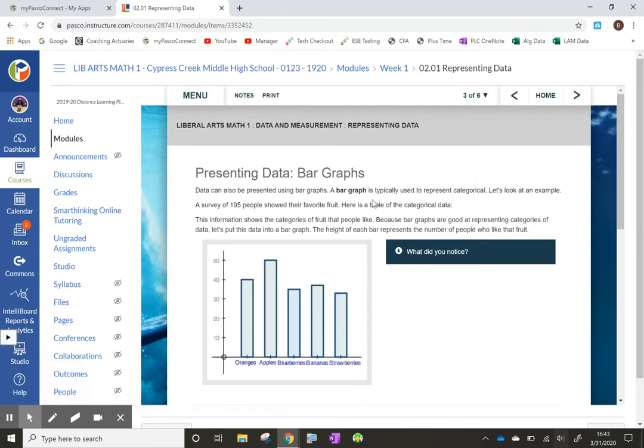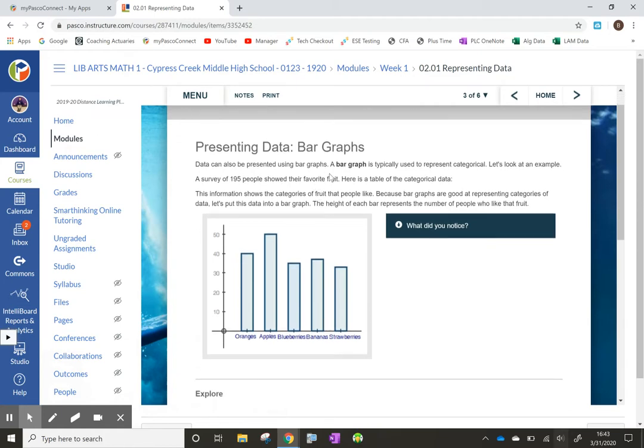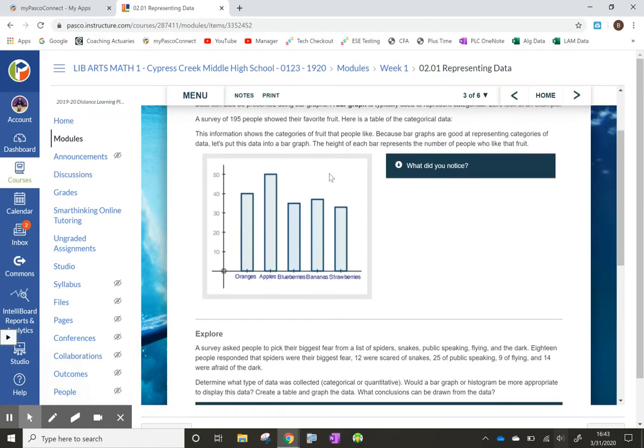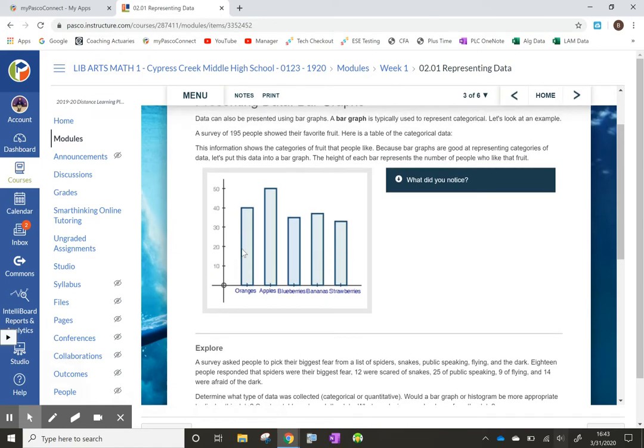All right, so moving on, presenting data in bar graphs. Data can also be presented using bar graphs. You guys are familiar with what bar graphs look like. It's kind of like the dot plot, except instead of using dots, you have a bar and then a scale on the left-hand side to measure how high the bar goes up. You know how to read this bar graph. Oranges, the bar goes up to nearly 40, indicating 40 oranges. Apples, the bar goes up to 50, indicating 50 apples, etc.